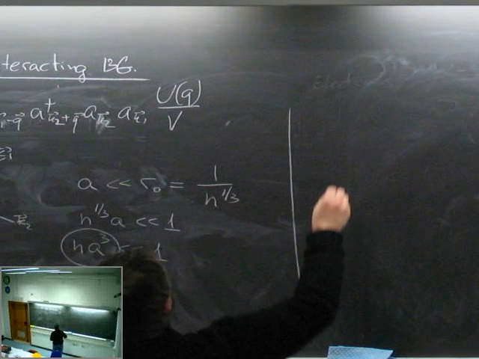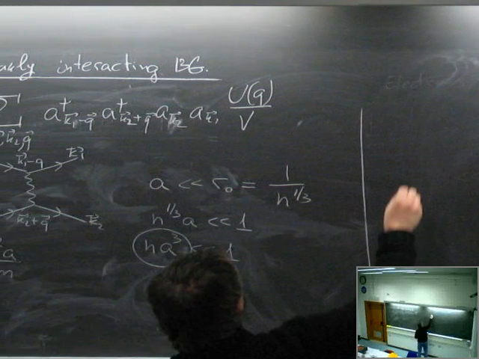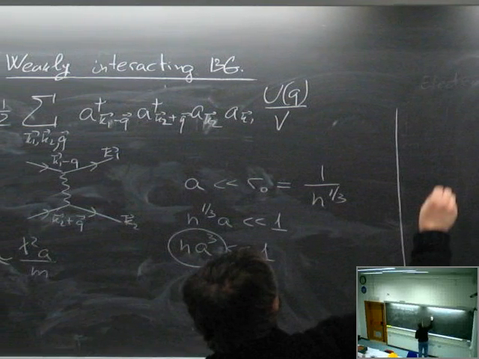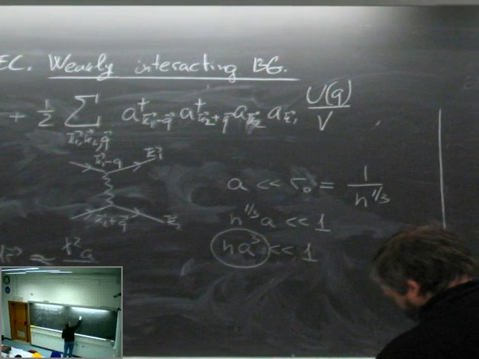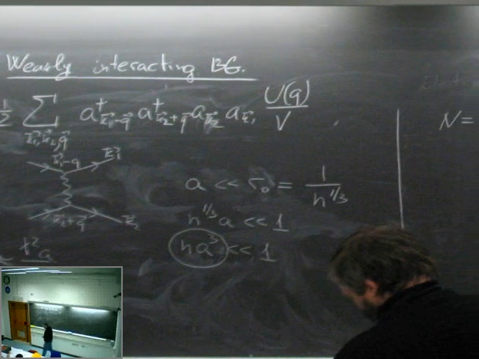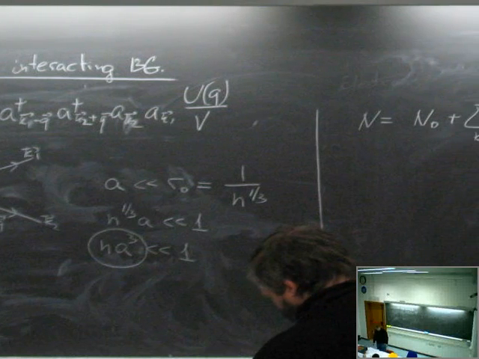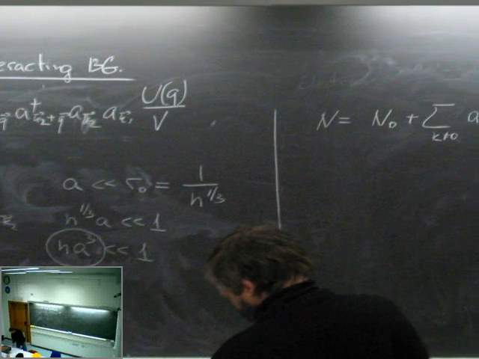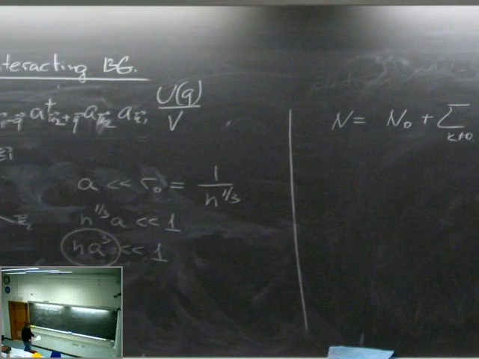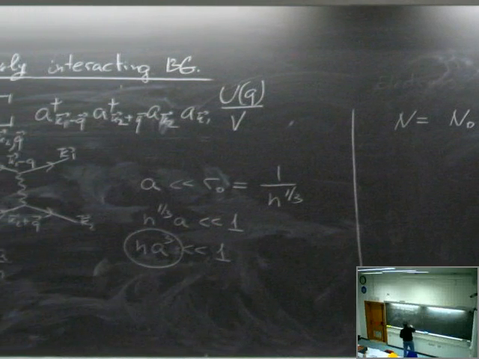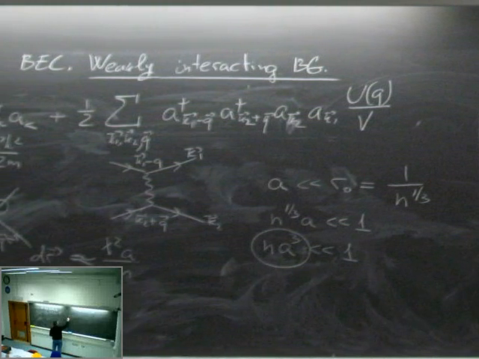Let's write the total number of particles. N is equal to N_0 plus sum over k not equal to 0, a_k dagger a_k. So here I put the operator of the total number of particles, and its eigenvalue is characterizing the number of particles in the system. Of course, when only the diagonal part is concerned, let's put U equal to 0 for the moment.